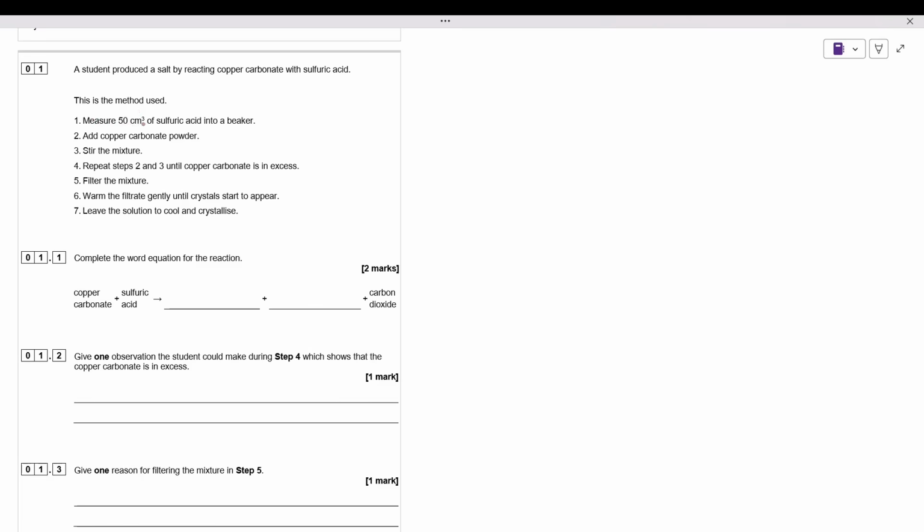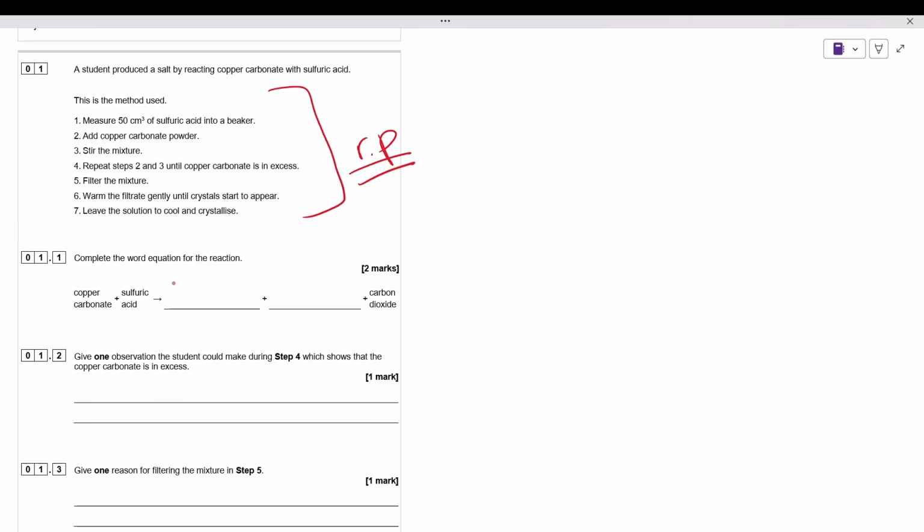So we measure 50 centimeters cubed of sulfuric acid into a beaker, add copper carbonate powder. We're going to stir the mixture, repeat steps 2 and 3 until copper carbonate is in excess. Filter the mixture, warm the filtrate gently until crystals start to appear, and leave the solution to cool and crystallize. Those are key things that we're going to be doing. And as I said, typical required practical, right, that you should know.